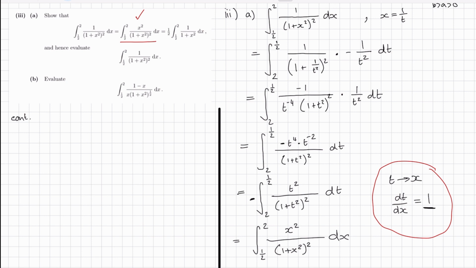If we know that those two things are equal, and we see we've got a half on the outside, then a 1 plus x squared has disappeared. Where do we get that 1 plus x squared from? We've got a 1 here, and we've got an x squared there. So can we combine these two integrals at all? Yes, we can.